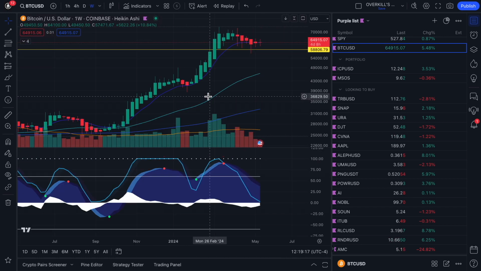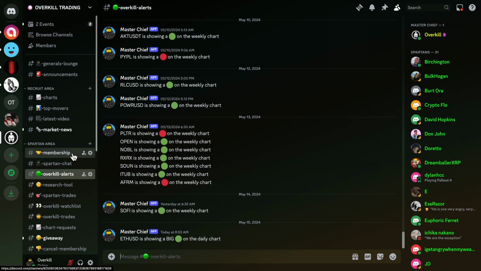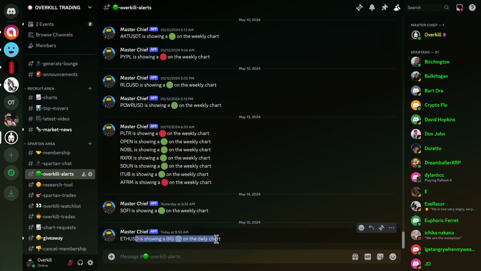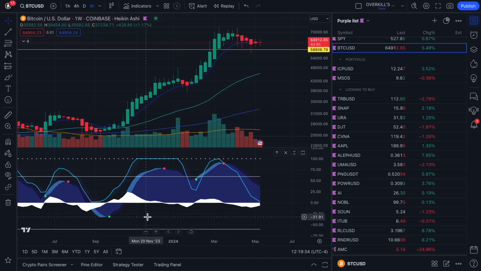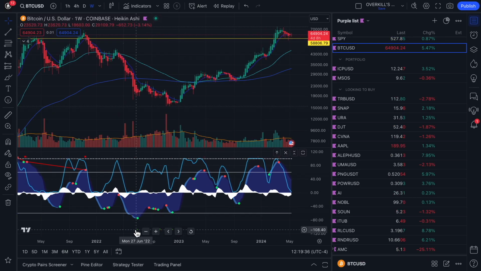So I hope you guys understand it. If not, hit me over in the Discord. I'll try to explain it more, but I just want you guys to know, pay attention, right? The weekly green dots are going to be called out, and also the big green dots on the daily chart will be called out. So you've got weekly and daily signals. Now, again, the dailies are only calling out the big ones, okay? The big ones, these ones down here.